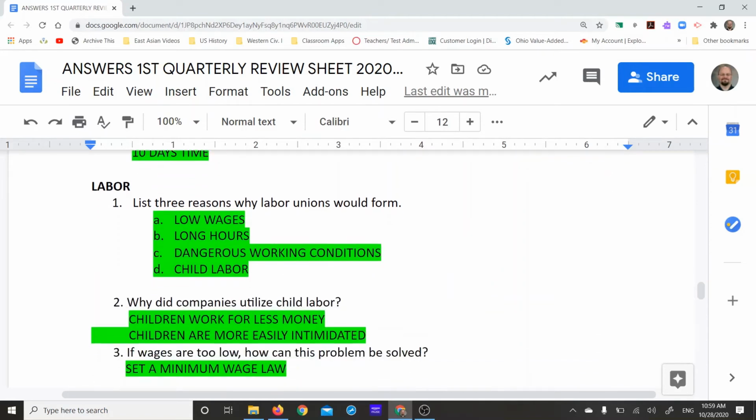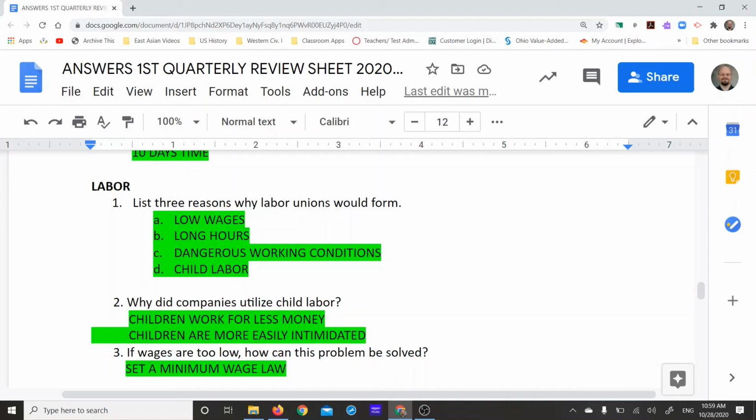Why do companies utilize child labor anyway? Well, children work for less money, and children are more easily intimidated. So you can take advantage of them in both of those ways. It's a good deal for the companies, not a very good deal for the kids. If wages are too low, how can you solve that problem? You set a minimum wage law.